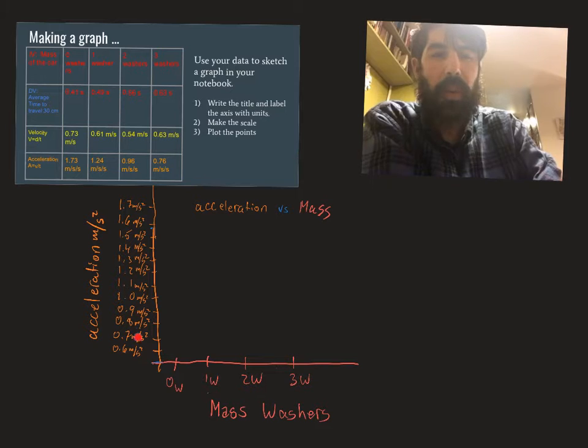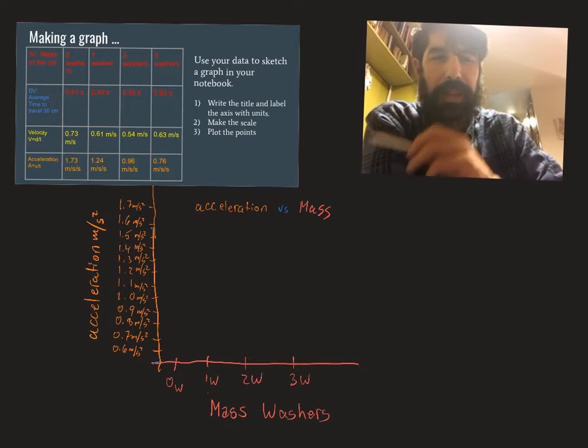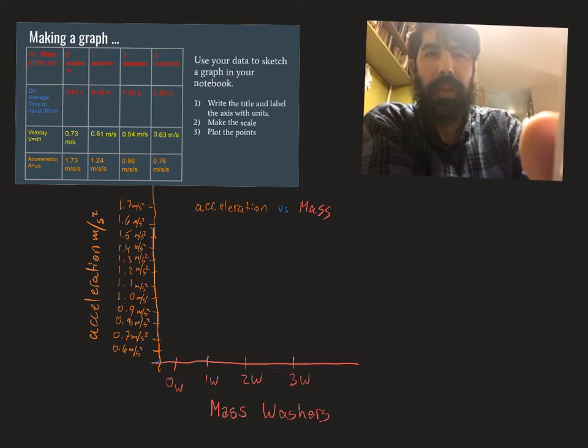To figure out what numbers to put up here, I looked at my acceleration row and I said, well, my smallest number is 0.76. My biggest is 1.73. So I figure I want to start a little bit below 0.76 and definitely go all the way up to 1.7. So I put everything in here. That's 11 slashes.